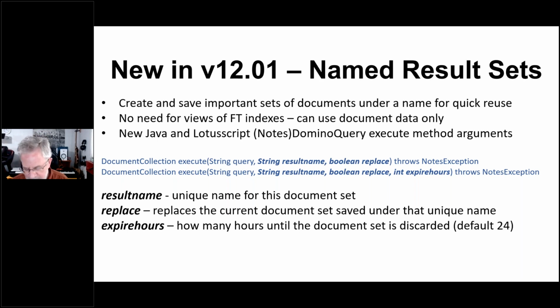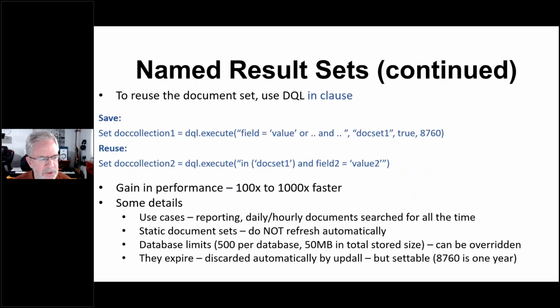And these are the arguments. You can replay this slideshow and go through this, but those are the arguments of the execute of a Domino query. I'm not sure why the document collection is out there, but you basically use these new arguments in the execute of a Domino query to save a found set. Okay, then to use that, to reference it, how do you get it back? So here we are, we're saving it with the DQL execute. You see that we're saying that the name is docset1.